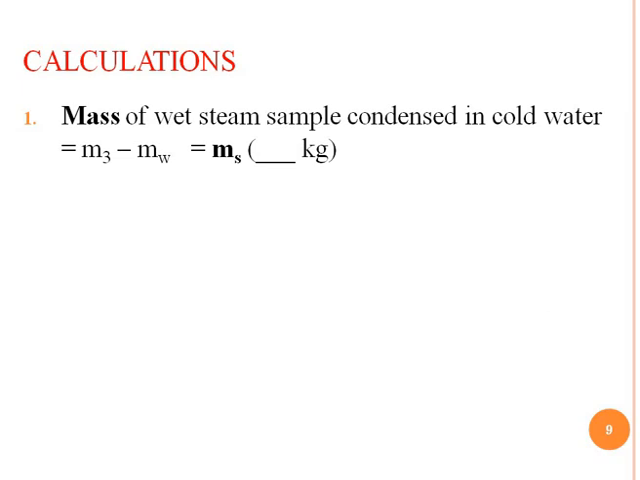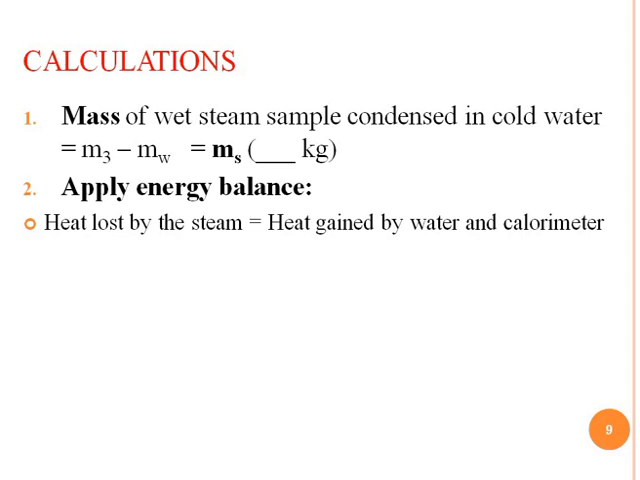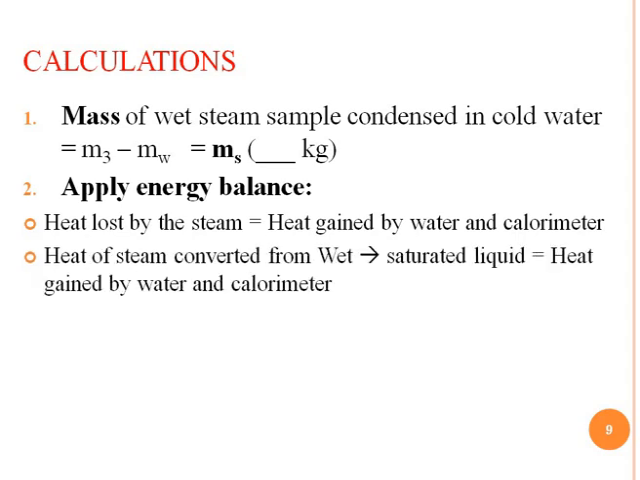During calculation, first you find out the mass of wet steam which is actually condensed, that is M3 minus MW, written as MS kilogram. Next, apply the energy balance, according to the first law of thermodynamics. We can write that heat lost by the steam is equal to heat gained by water inside the calorimeter and the copper calorimeter. Now, how to find heat lost by the steam? It is the heat of steam converted from wet steam to saturated liquid, and this heat lost is equal to the heat gained by water and calorimeter.